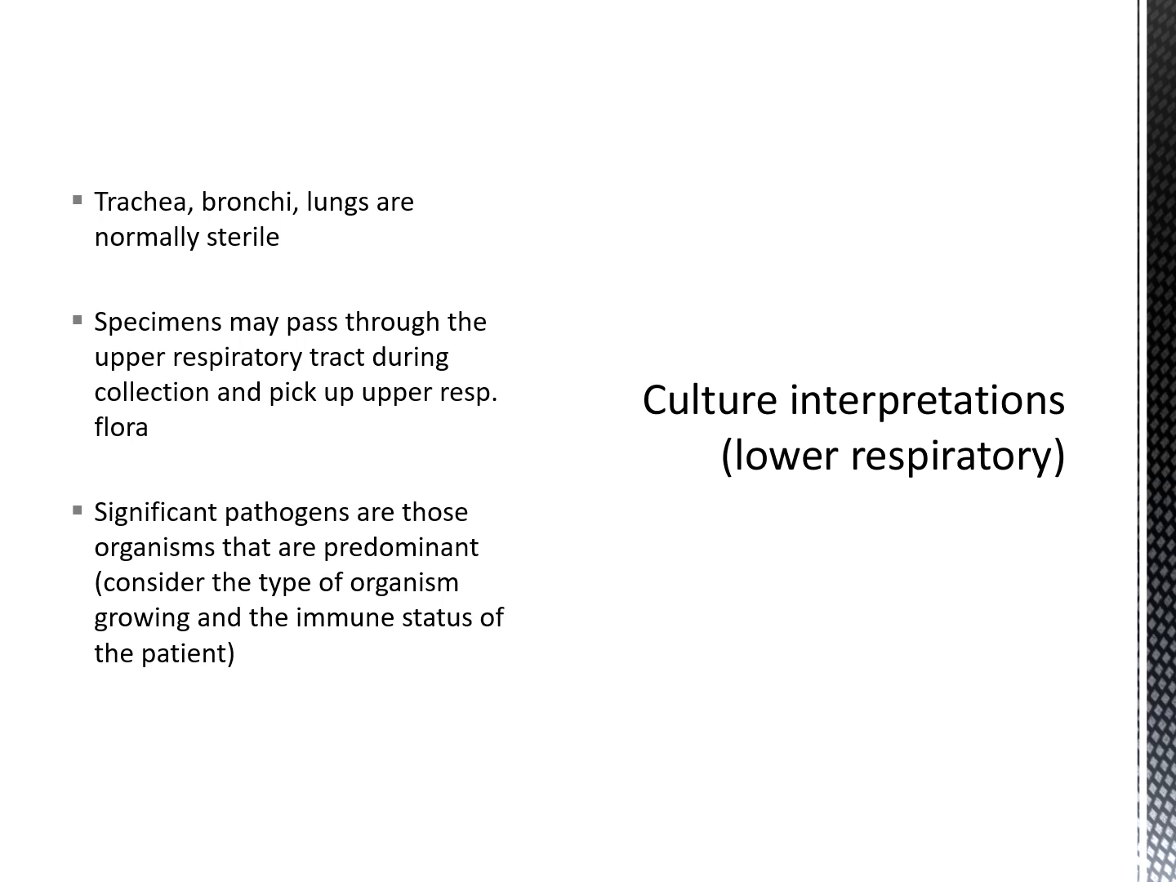Significant pathogens are those organisms that are predominant, so consider the type of organism growing and the immune status of the patient. So if we have a whole ton of Staphylococcus aureus and hardly any normal flora, then that Staph aureus would be considered an opportunistic pathogen. Let's take a look at some plate and growth correlations on the next slide.